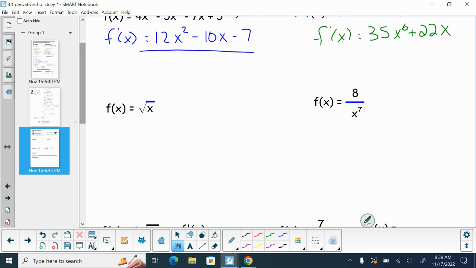Oh, darn you, Mr. Gregory. Square root of x. Now what do we do? Move the square root to an exponent. What's the exponent? 1/2. There we go. x to the 1/2 power. So I still follow my same methods. My coefficient is a value of 1, so I multiply my exponent by my coefficient.